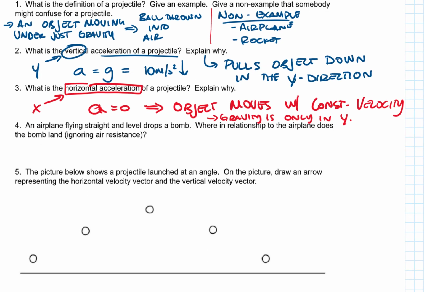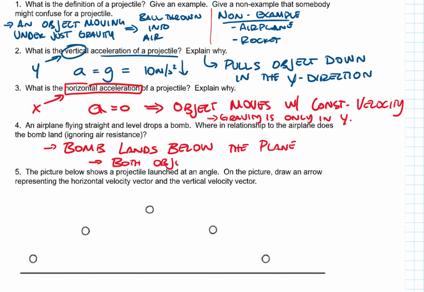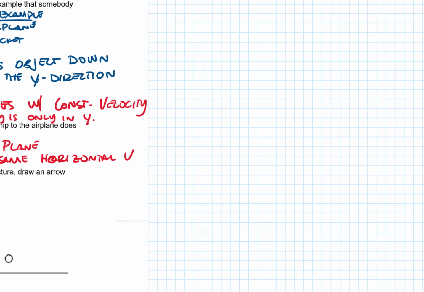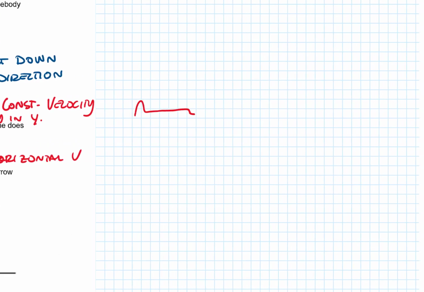So if I have an airplane flying straight and level dropping a bomb, the bomb lands, if we ignore air resistance, below the plane. Both objects have the same horizontal velocity. So the airplane is going to be flying and the bomb is going to stay just below it the entire time. We could say package instead of bomb. That's probably a lot better.